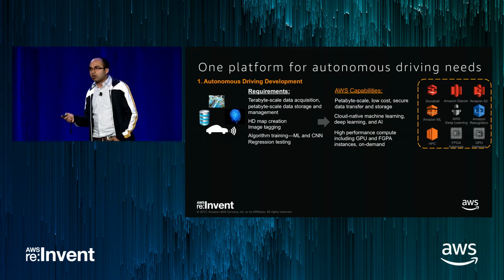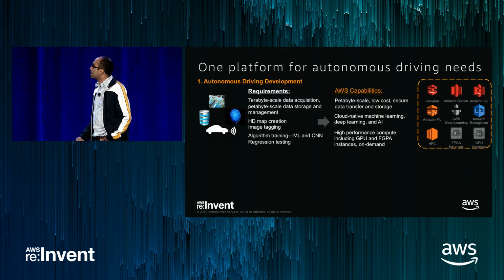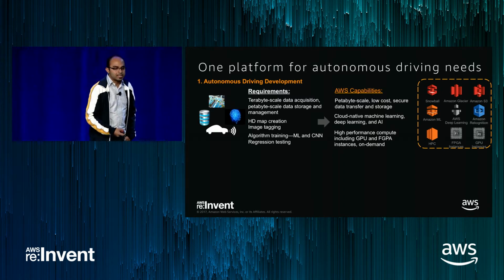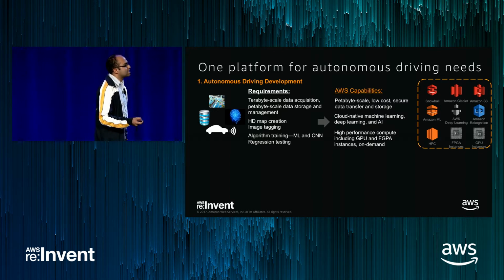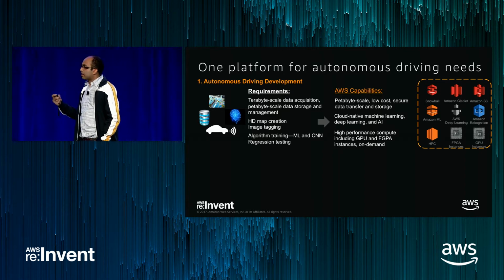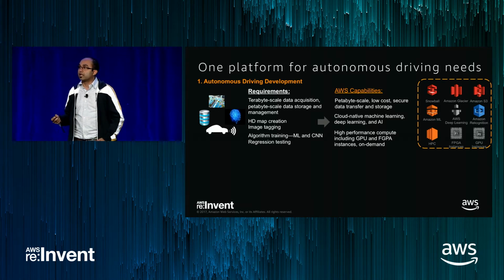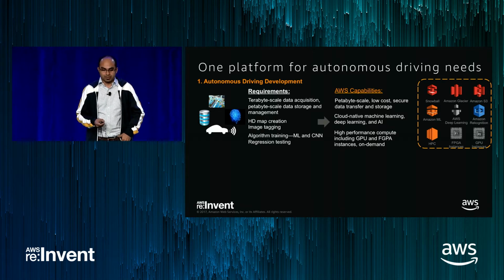So what does AWS bring to the table for these problems that we've set up, right? Petabyte scale. We have Snowball, Glacier, S3. So cheap, scalable storage that is available in different tiers of storage, right?